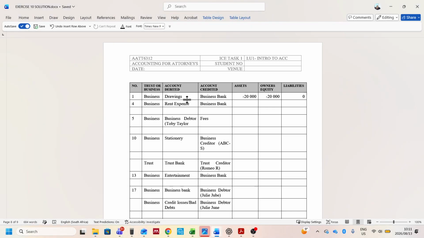So we're going to debit drawings, credit business bank, to indicate the money that was taken out from the business bank account, which is then going to have an effect on the assets being minus 20,000, effects on owner's equity minus 20,000. So every time the owner takes something from the business, it reduces his equity in the business, which is his claim in the business, and therefore zero liabilities.